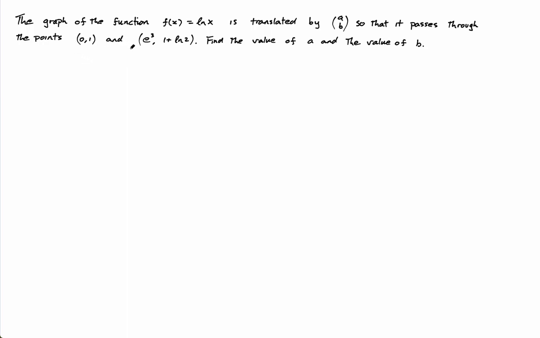Okay, so the graph of the function f of x equals ln of x is translated by the vector a, b, so that it passes through this point. At this point, find the values of a and b, right?